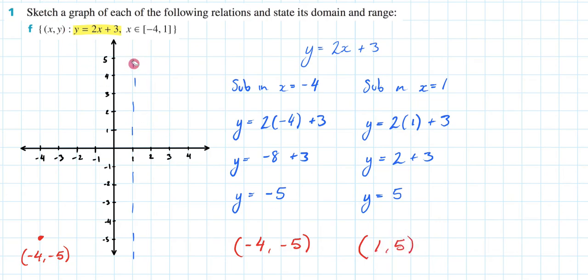So I'm going to come here, rub these out, and put in (1, 5). And I'm going to make sure that I label my point (1, 5). Then I'm going to draw a line between them like this.